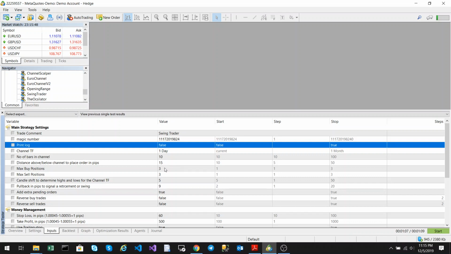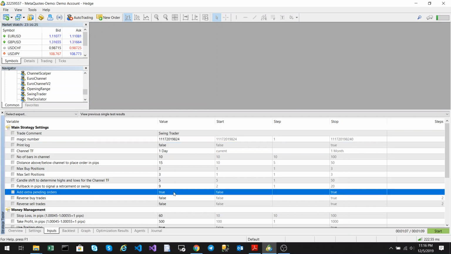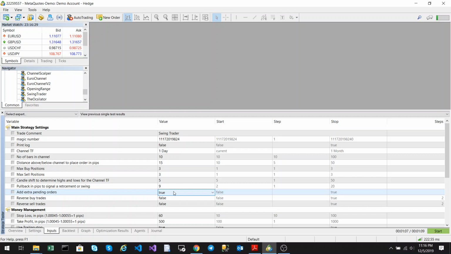You could specify the max number of buy positions, max number of sell positions, and the shift, which counts back from the current candle and starts at this point to the number of bars in the channel. The pullback size is the candle after the channel is broken out. This is the size of the candle in pips that must be reached before the trade is placed. And here you could place extra pending orders. So if you turn this to false, no pending orders will be placed. If it's true, pending orders will be placed.